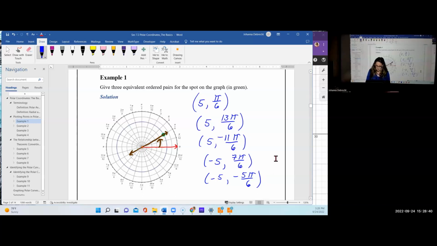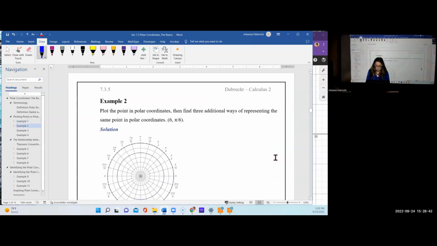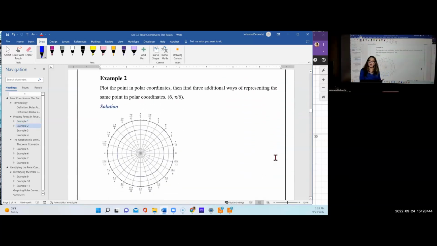Okay, let's take a look at the next example, which is number 2. This time I've not plotted the point for you. Instead, I have just given you the coordinates 6, pi over 6. So go ahead and plot the point and come up with multiple ways of representing it. Pause the video, do the work, then turn the video back on, and we'll compare our answers.